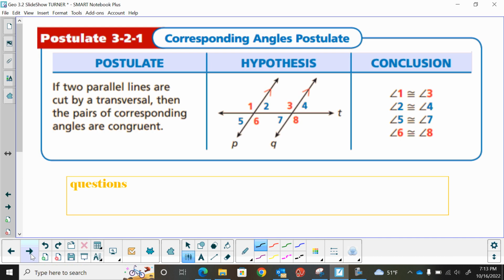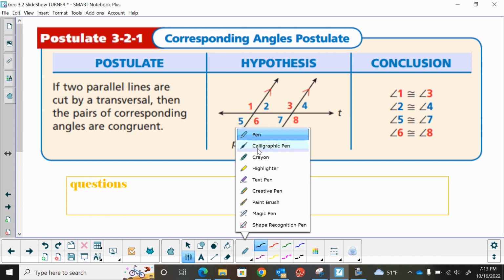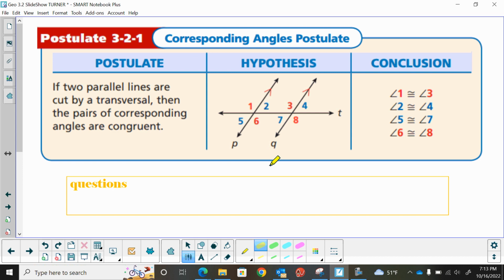So on your notes, the very first thing that you have there is the corresponding angles postulate. And if you remember, postulate is what? Okay, so it says corresponding angles postulate. A postulate is a statement that we accept to be true without proof. So it's something that's true no matter what, no need to prove it.